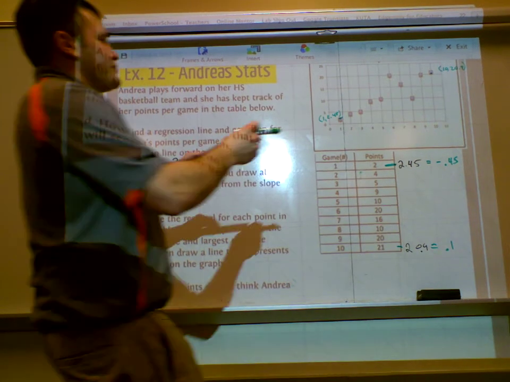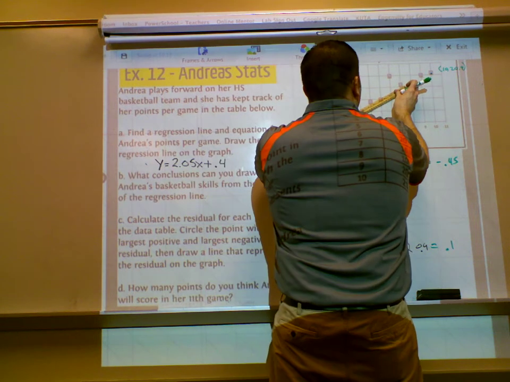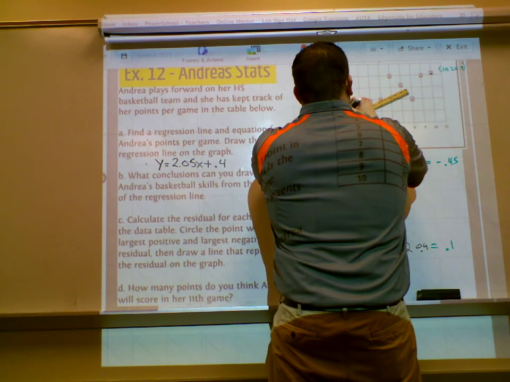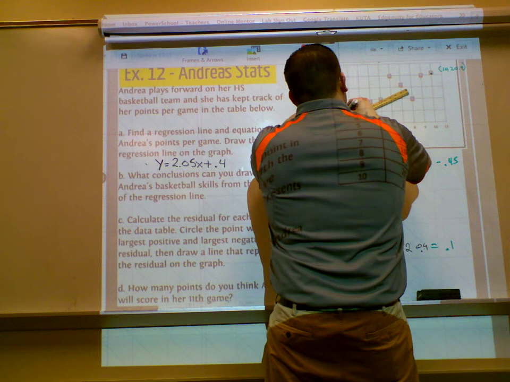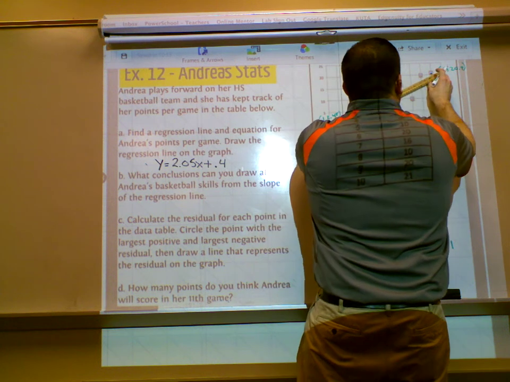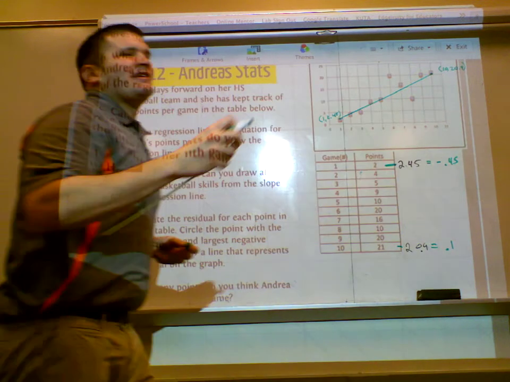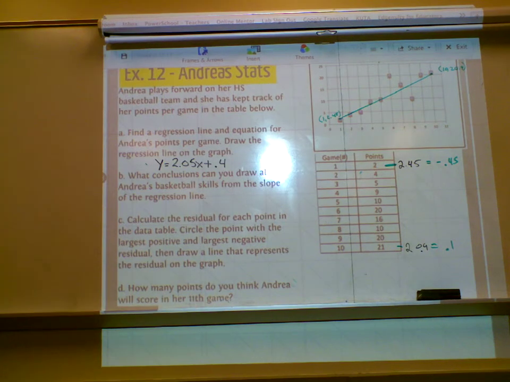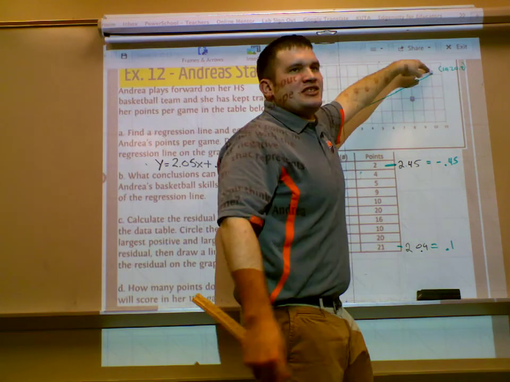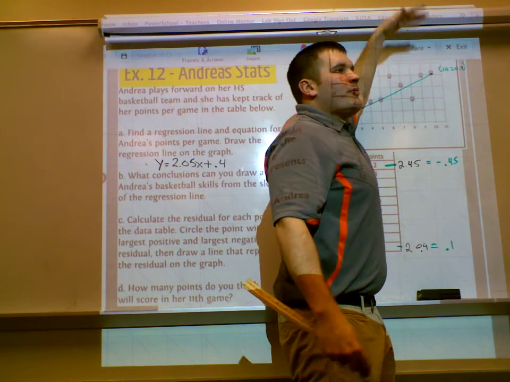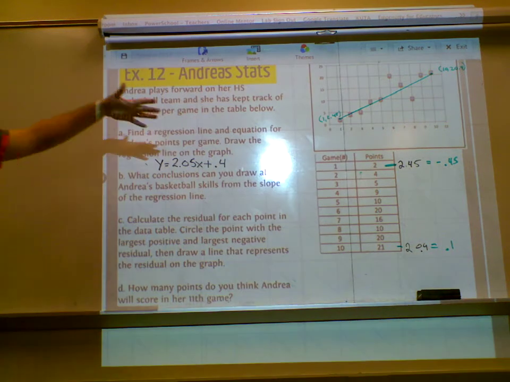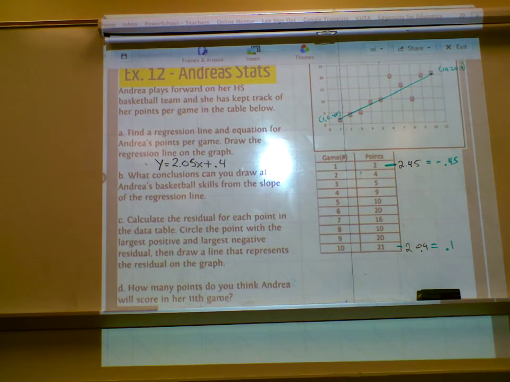I didn't round to the hundredths. I can't see it. There you go. Okay. That's better now. Because this residual right here is a positive residual, so that point needs to be above the line. So it was bugging me. I needed to have my point above the line. Sorry about that. Little personality quirk there.